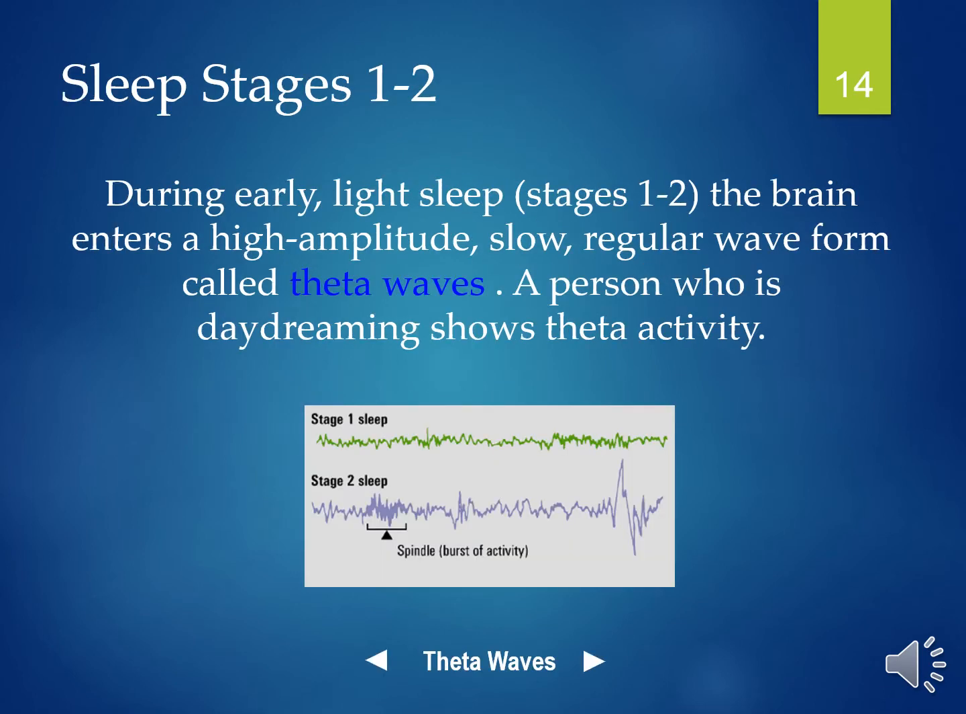Okay, so then we eventually fall asleep, and we're going to enter into stage 1, followed by stage 2. These are early in the sleep cycle, and it's considered light sleep. We'll first have high amplitude, slow, regular waves called theta waves. A person who's daydreaming actually experiences theta waves as well, which is kind of interesting to think about.